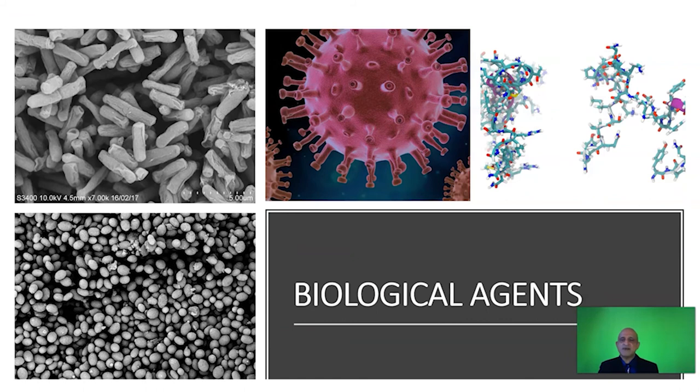So we have bacteria. This is Bacillus, and Bacillus anthracis is well known as the causative agent of anthrax. And we have yeast such as Candida albicans, which also cause infection. We have viruses, which are very well known. And what is very little known is the prions, which are misfolded proteins. This is an example of a misfolded protein, which can also cause harm. Then we have the yeast, the bacteria, and the viruses.